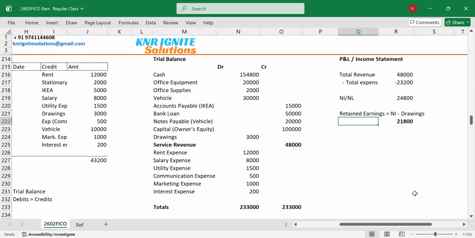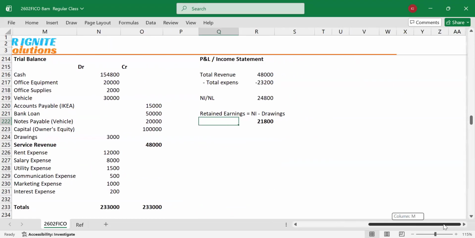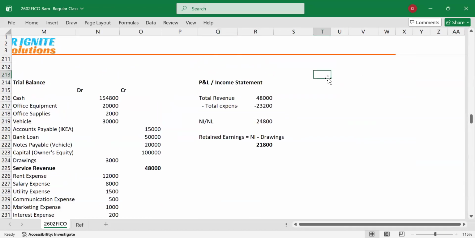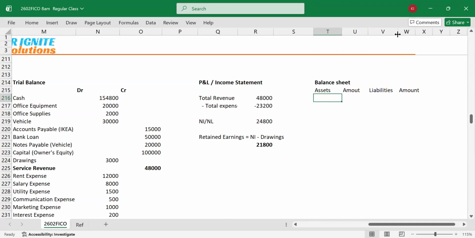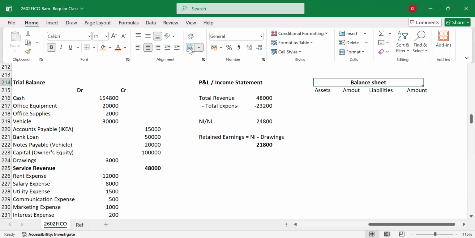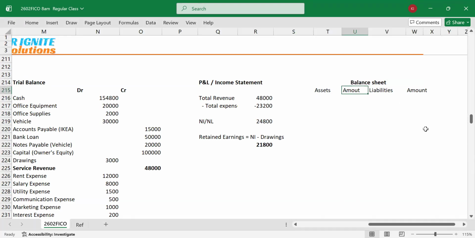How do I prepare my balance sheet? Whenever I'm preparing a balance sheet, you need to bring this retained earnings account number into your balance sheet. Now let me put a balance sheet here quickly. Whenever I prepare a balance sheet, this contains assets and amount, liabilities and amount. Okay, let me expand this a bit. Don't worry about all these cosmetic changes, but focus on what exactly we need to understand.